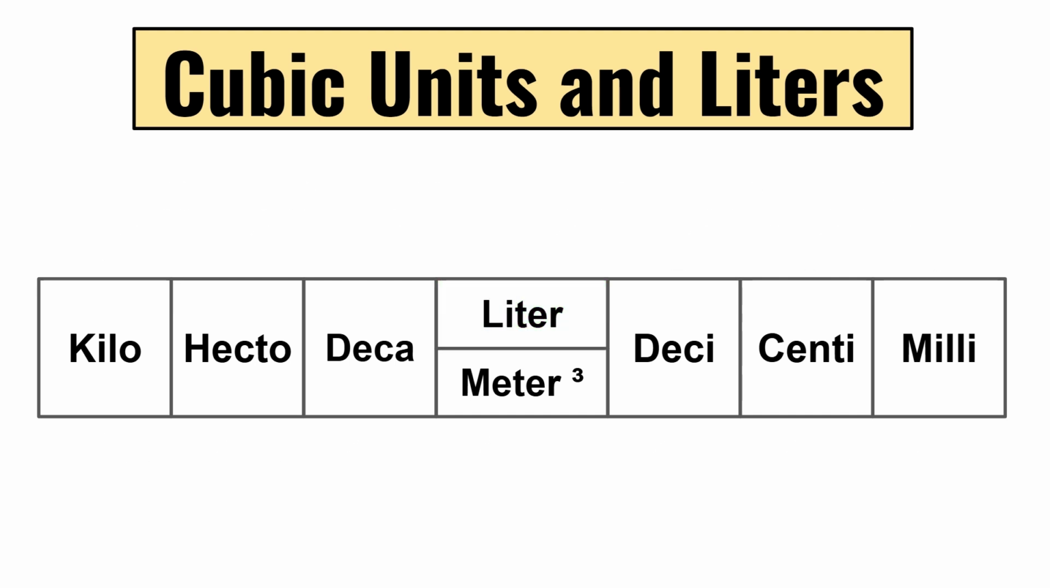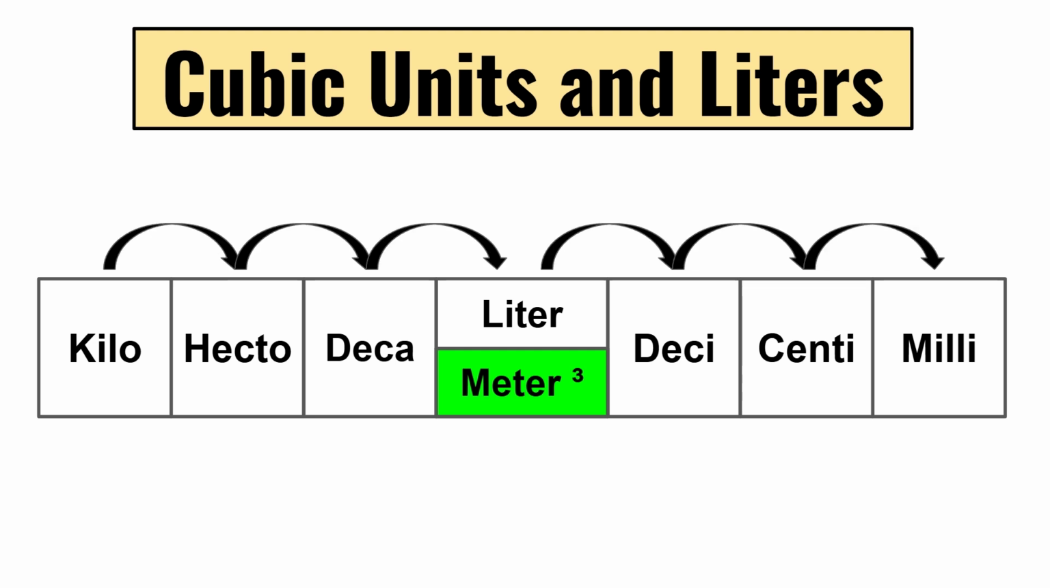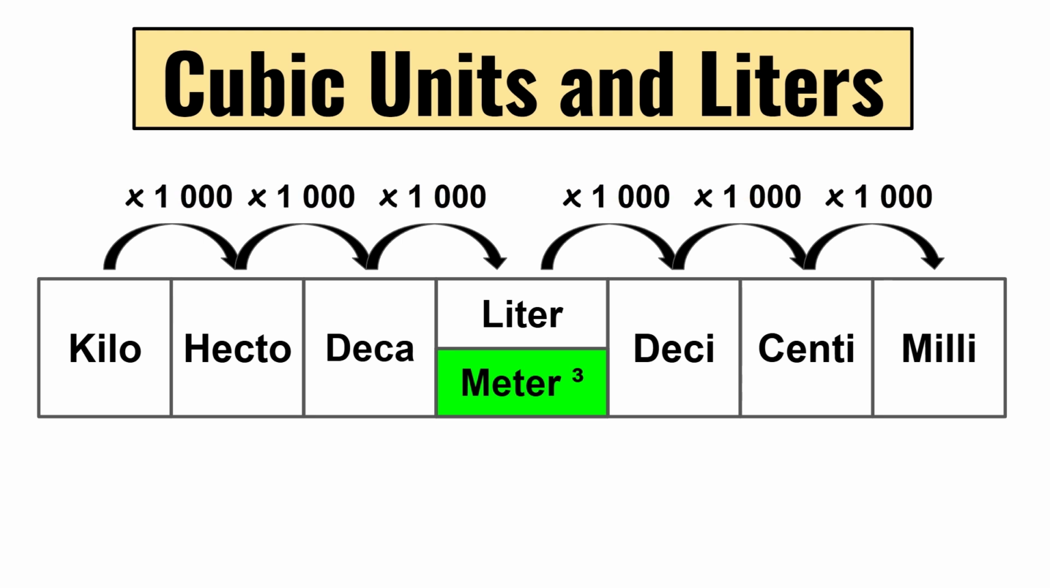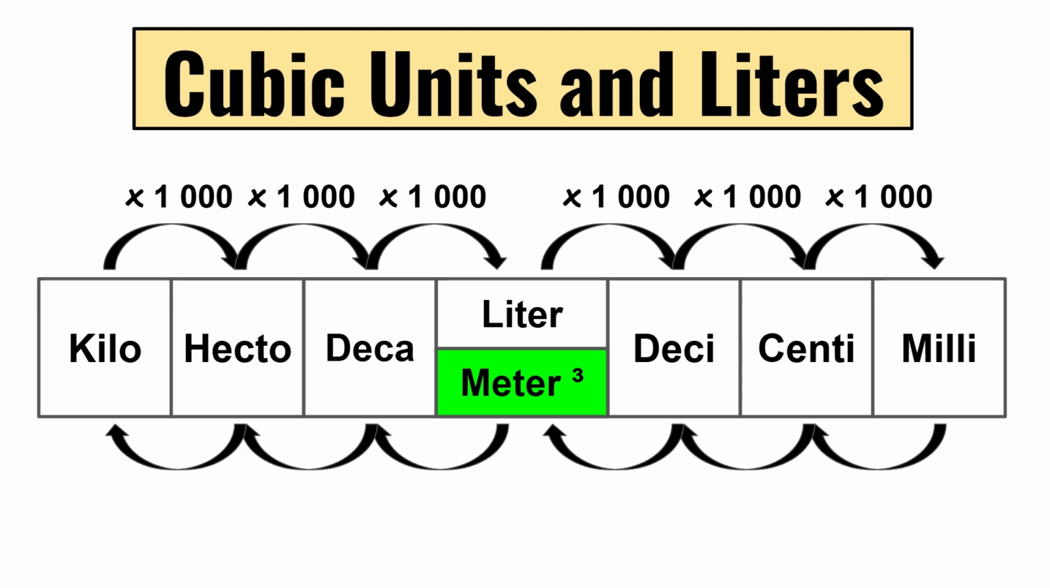Converting cubic units works in a similar way, but when we move to the right on the conversion line, instead of multiplying by 10, we multiply by 1,000. And when moving to the left on the conversion line, instead of dividing by 10, we divide by 1,000.